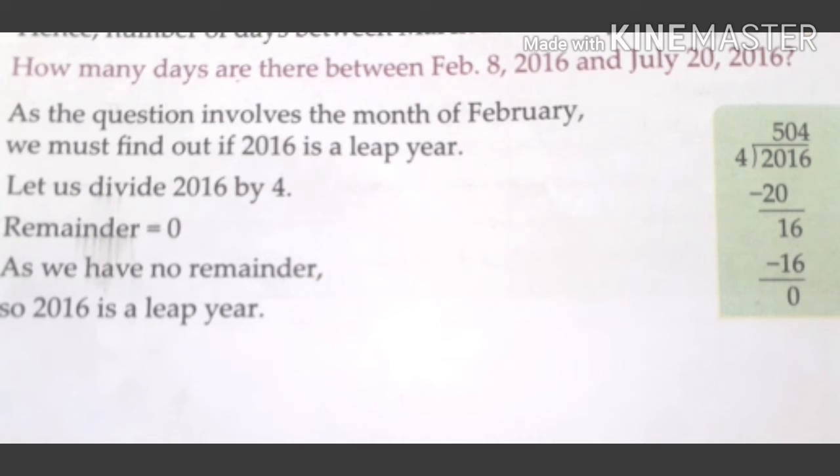So if a year is given and it includes the month of February, we should first check whether it is a leap year or not. If it is a leap year, one day will be extra, so February has 29 days. If it is not a leap year, February has only 28 days. You have to confirm that. And February 8 we should not count; we count from February 9 itself. And the July 20 date we should not count; we consider 20 minus 1.